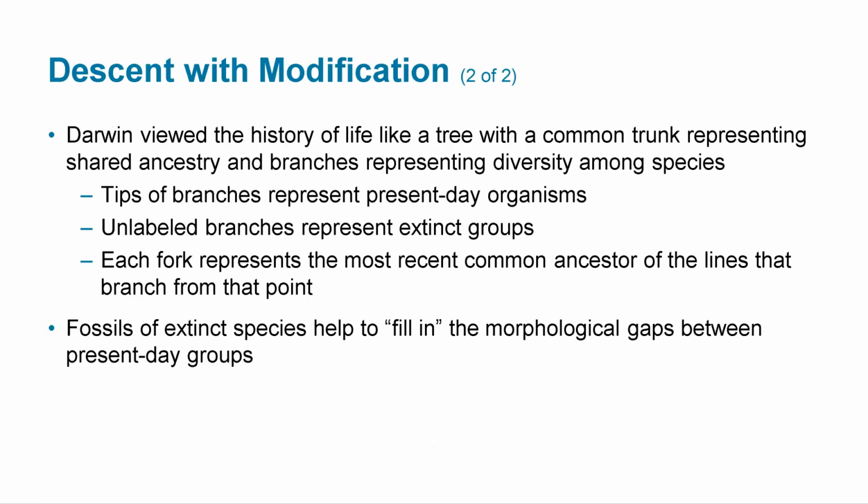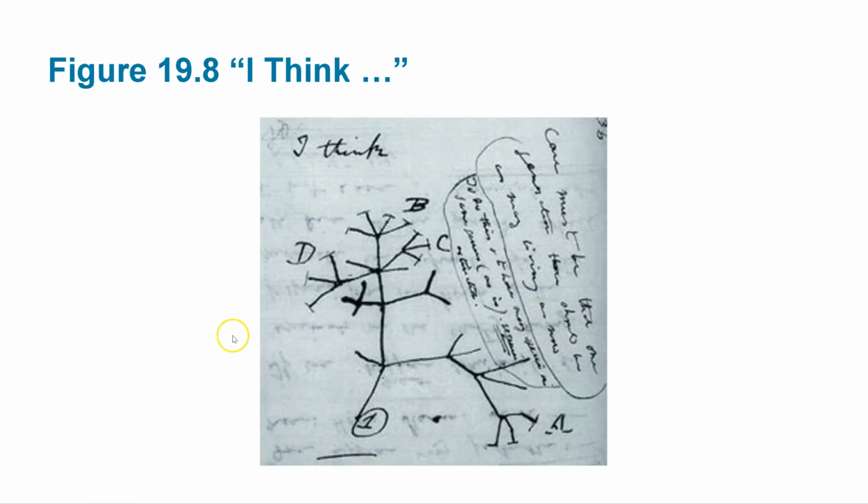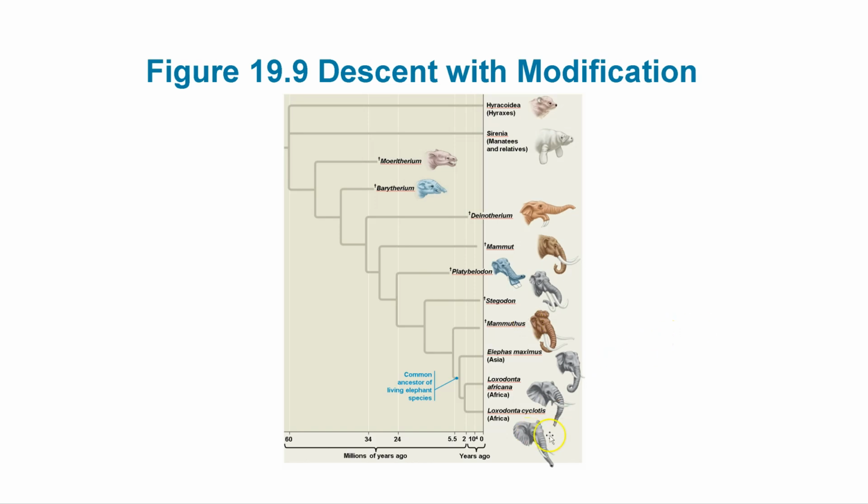So, moving on. Darwin viewed the history of life like a tree with a common trunk representing shared ancestry. Fossils of extinct species help to fill in the morphological gaps between present-day groups. There are a lot of assumptions with that, but we don't have time to dive into it. This is what he drew in his book. We have a common ancestor, and then you have related species over here, and related species over here, and related species over here.